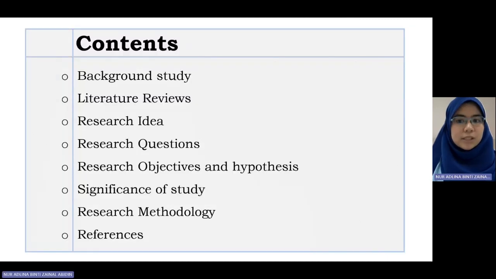Before we start, I would like to elaborate the contents of this presentation, which includes the background study, literature reviews, research idea, research questions, research objective and hypothesis, significance of study, research methodology, and references.